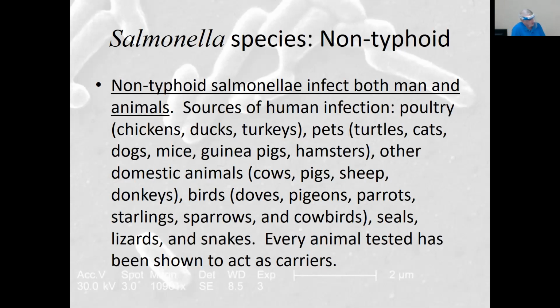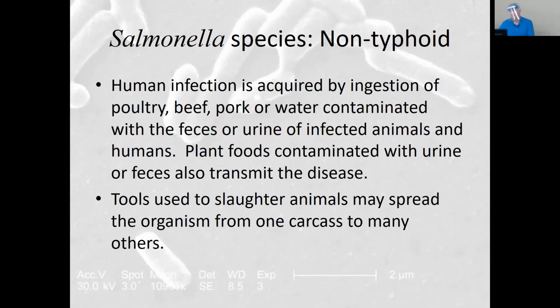If you cook chicken, ducks, and turkeys, they could be a source of Salmonella. If you have turtles, you catch it from turtles. So you can see quite a bit of sources. Human infections are acquired by ingestion of infected poultry, beef, pork, or water that's been contaminated with feces or urine of infected animals and humans. Plant foods contaminated with urine and feces also transmit the disease. Tools used to slaughter animals may spread the organism from one carcass to many others. So once it's infected, it stays infected until they clean it.